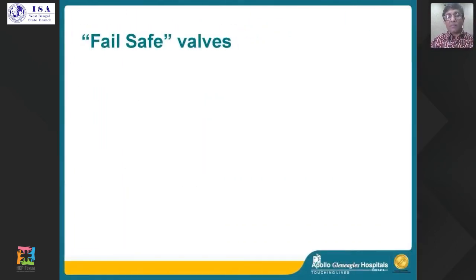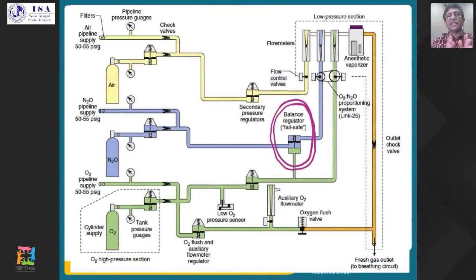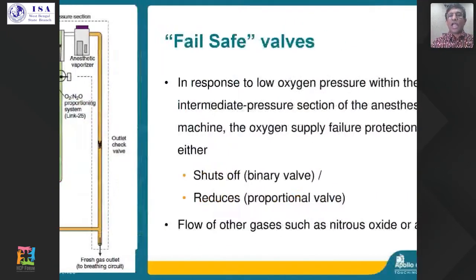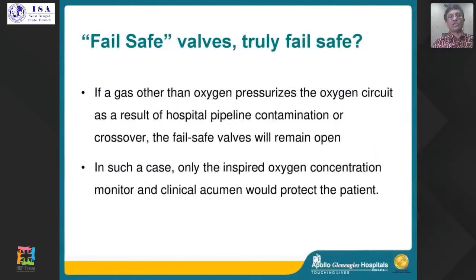Along with this failure alarm, there is something like the fail-safe valves, which is nothing but a balanced regulator. What it essentially does is, in response to a low oxygen pressure, it ensures that the other gases, whether it is nitrous or air, cannot flow beyond a certain rate. This fail-safe valve can be a binary valve, so that if it falls below a certain amount, the other gases are automatically turned off, or it could be a proportionating valve. As it goes down, the flow rate of the other gases also comes down.